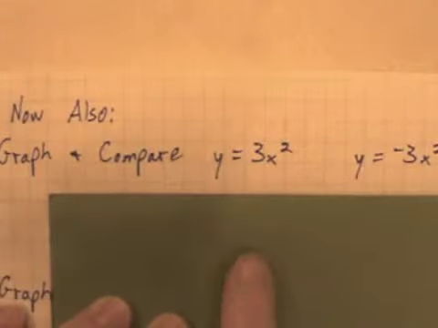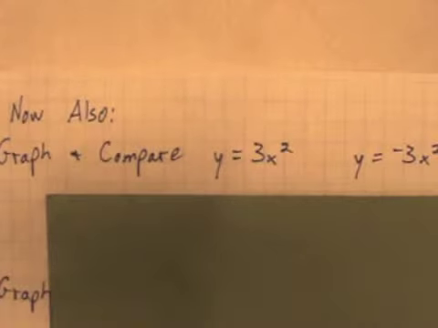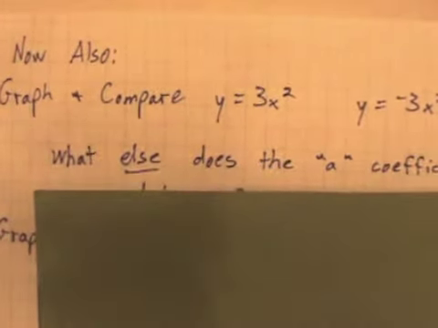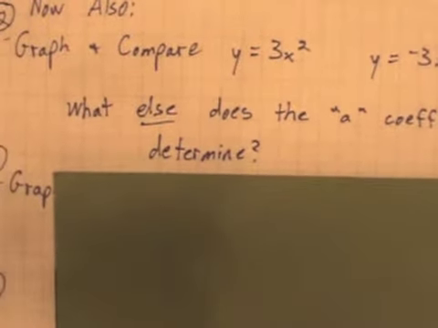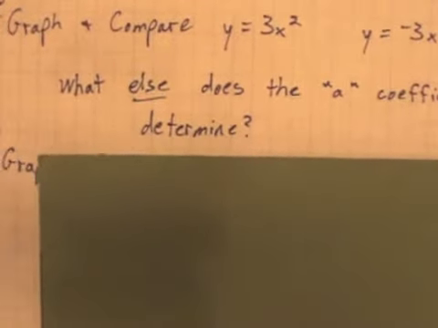Okay, so question 2, we're still working with the a coefficient. This time I want you to graph y equals 3x squared and y equals -3x squared. Follow the same procedure. Do 2 tables. You can even use all the same values if you want to. Graph them. And question 2 is, what else does the a coefficient determine? The answer should become obvious as you look at your graphs.